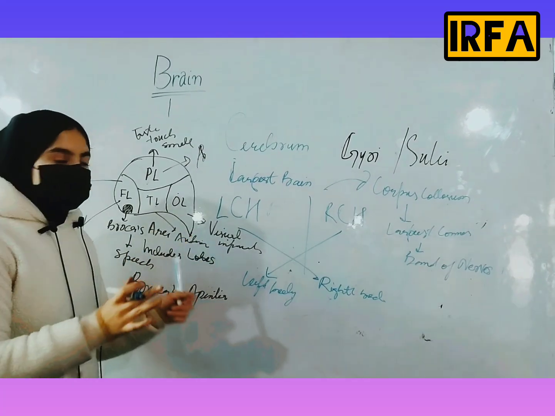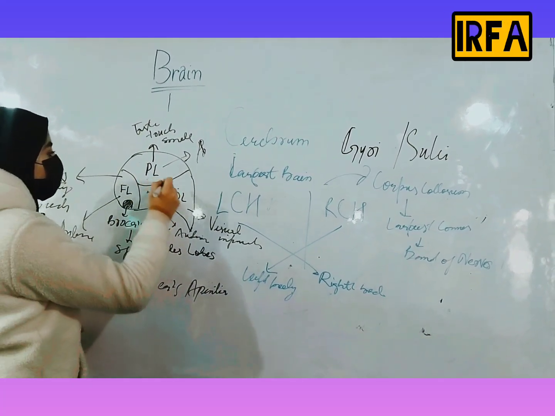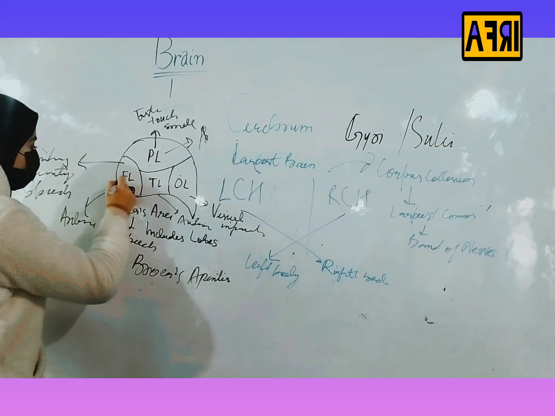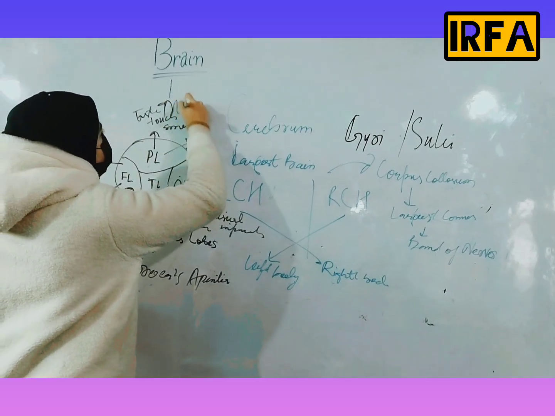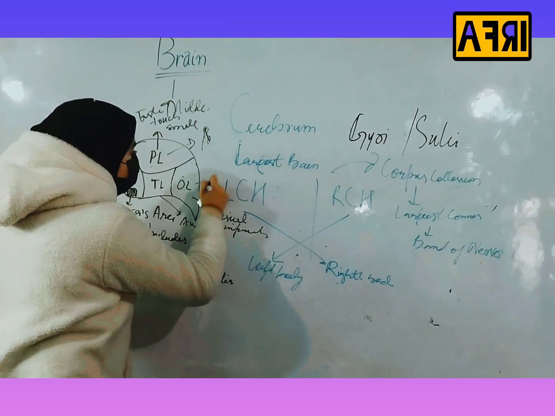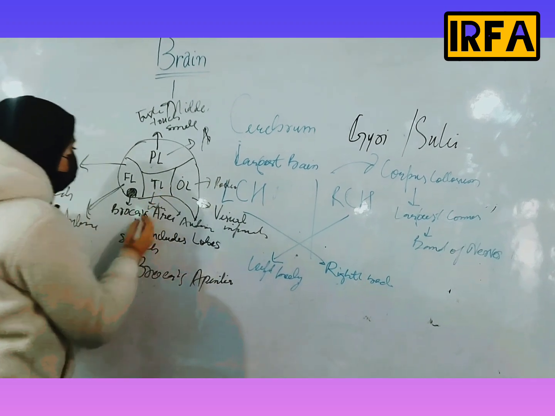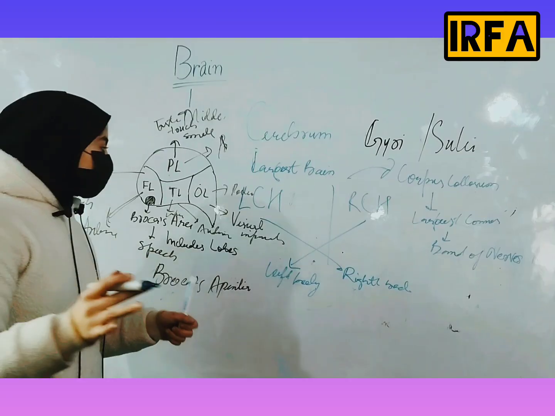So first, see the lobes and their functions, which comprise the cerebrum. So it's frontal lobe, parietal lobe, occipital lobe, and temporal lobe. And alternative names for these are anterior lobe, middle lobe, posterior lobe, and lateral lobe.